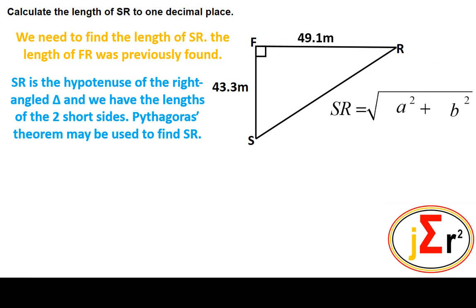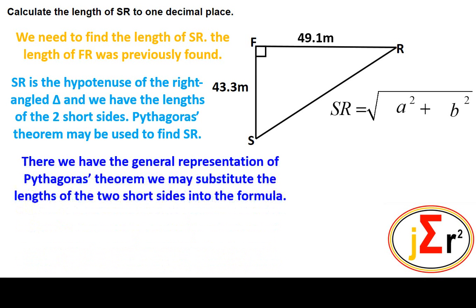SR is therefore equal to the square root of a squared plus b squared, and we are just using a general representation of Pythagoras Theorem. However, we are using SR instead of hypotenuse. Of course, SR is the hypotenuse, but we are using SR instead of putting hypotenuse right here.